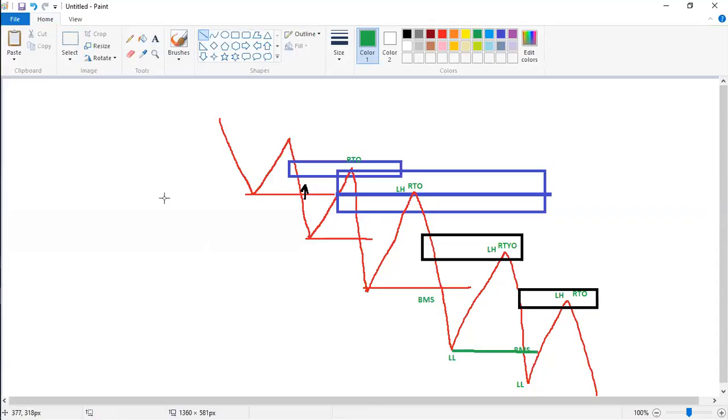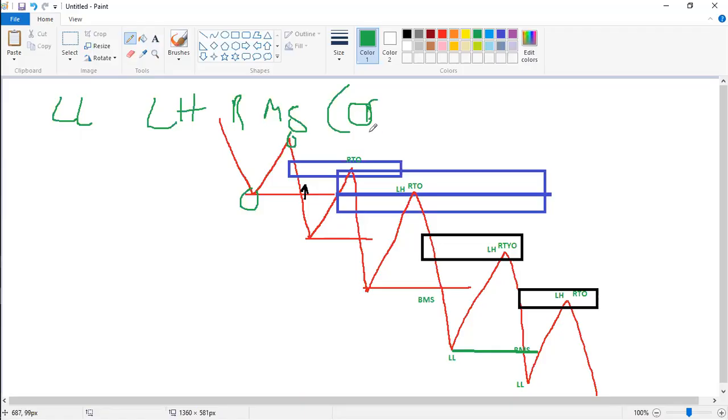So now, when you're marking your charts, it's lower low. Okay, let me just start from here. Lower low, lower high here, break market structure, and then look for order block.